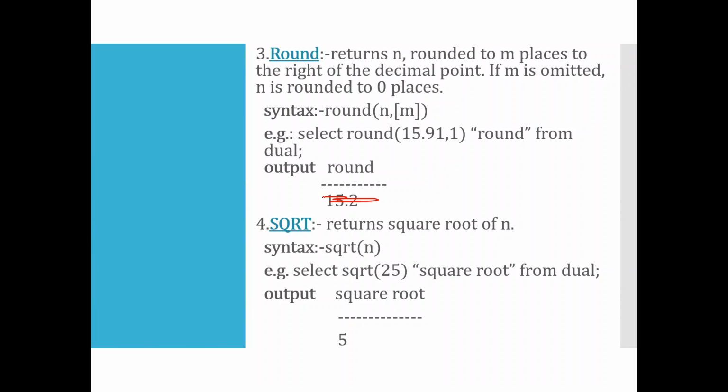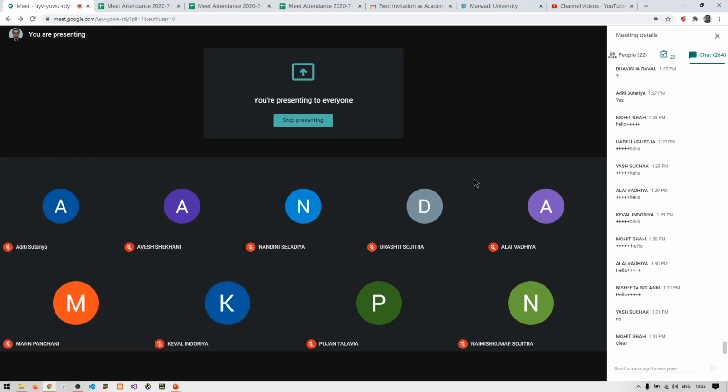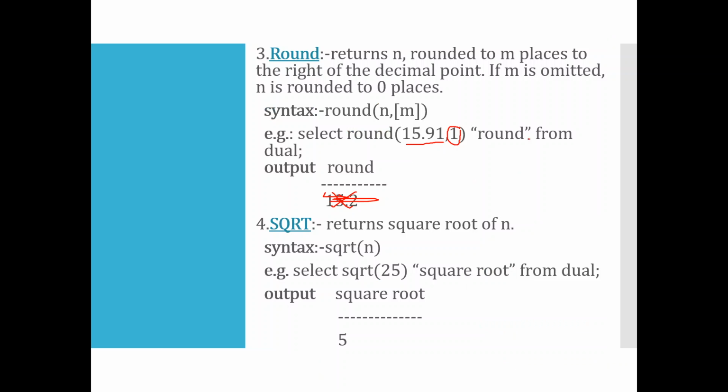Here the answer is incorrect, so don't read this answer. But what does this round function say? This is the number given to you, 15.91, and after the comma, a 1 has been given. So it means that you have to round this particular number to only 1 decimal point. So what will be the answer? 15.91 rounded to 1 decimal point. Exactly, the answer will be 15.9. Right? So this is the round function.